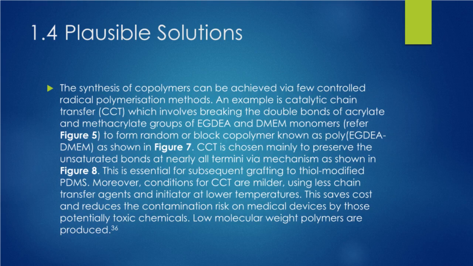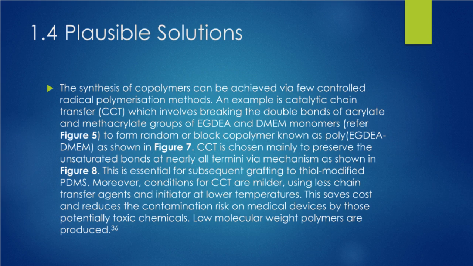An example is catalytic chain transfer (CCT), which involves breaking the double bonds of acrylate and methacrylate groups of EGDEA and DMEM monomers, refer Figure 5, to form random or block copolymer known as poly-EGDEA DMEM, as shown in Figure 7. CCT is chosen mainly to preserve the unsaturated bonds at nearly all termini via mechanism as shown in Figure 8. This is essential for subsequent grafting to thiol-modified PDMS.